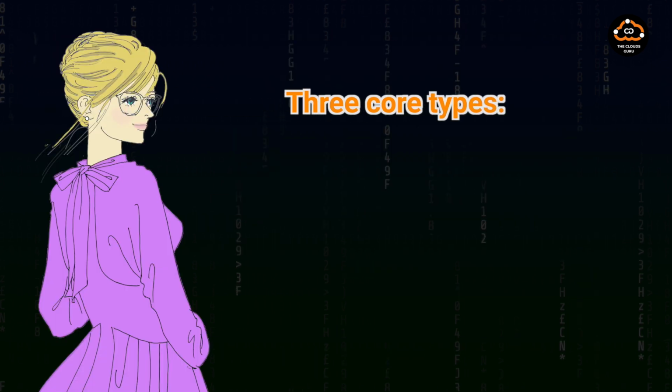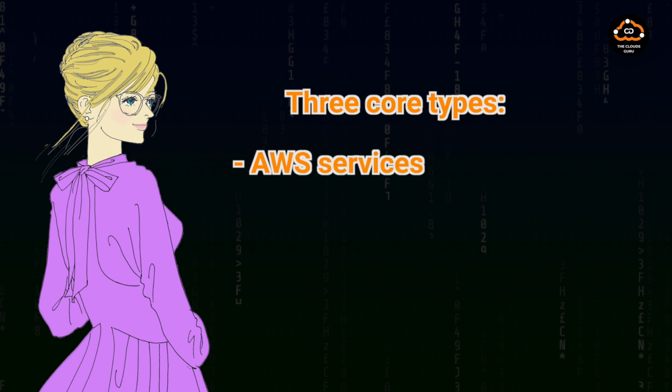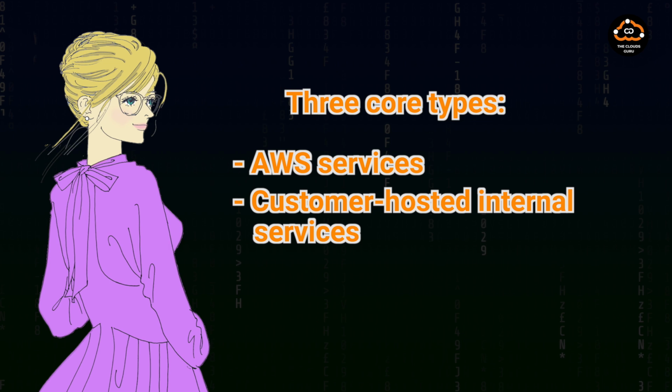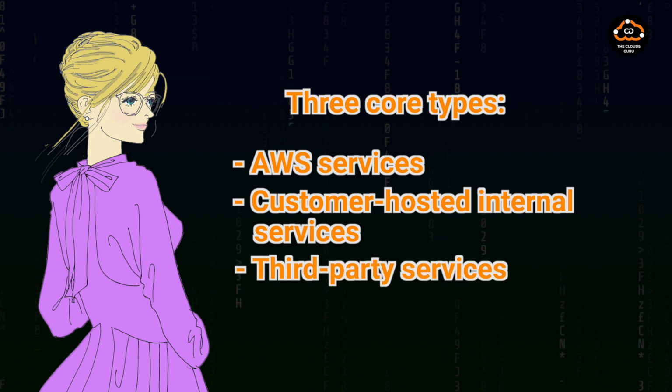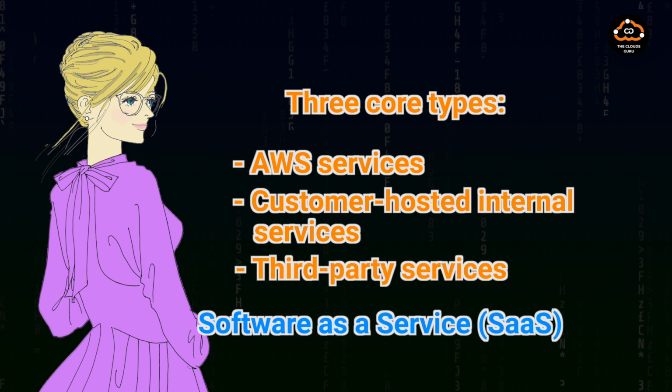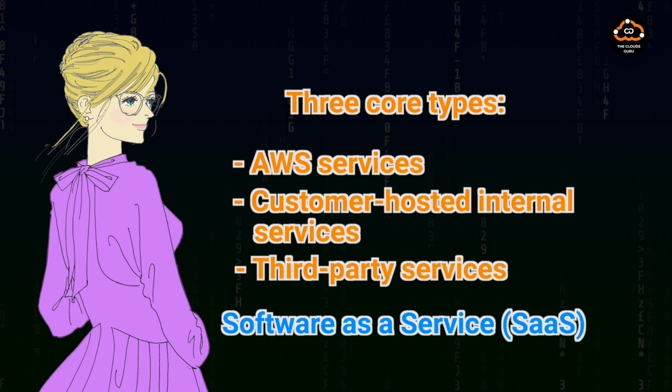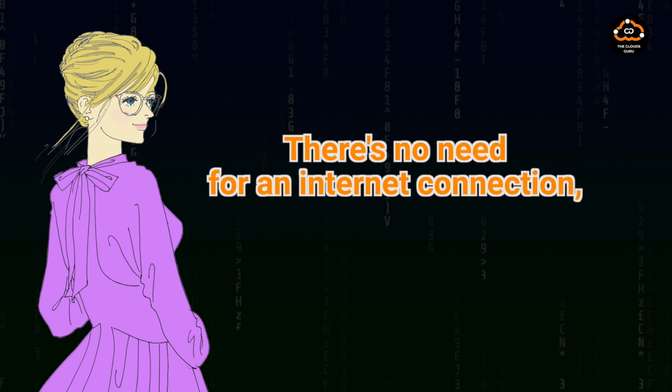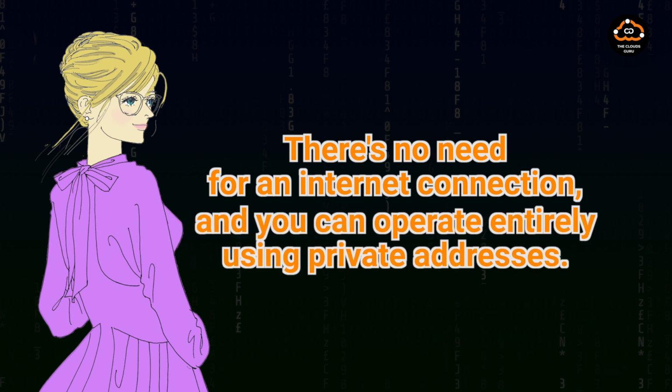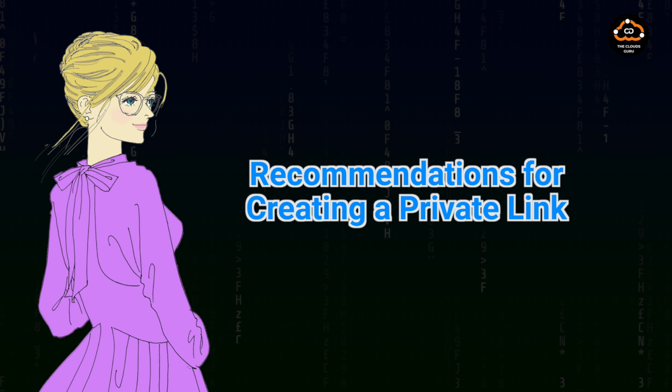There are 3 core types of services that PrivateLink can access: AWS services, customer-hosted internal services, and third-party services, which might include software as a service, or SaaS, offerings. And an absolute game changer, since there's no need for an internet connection, you can operate entirely using private addresses. Recommendations for creating a PrivateLink.